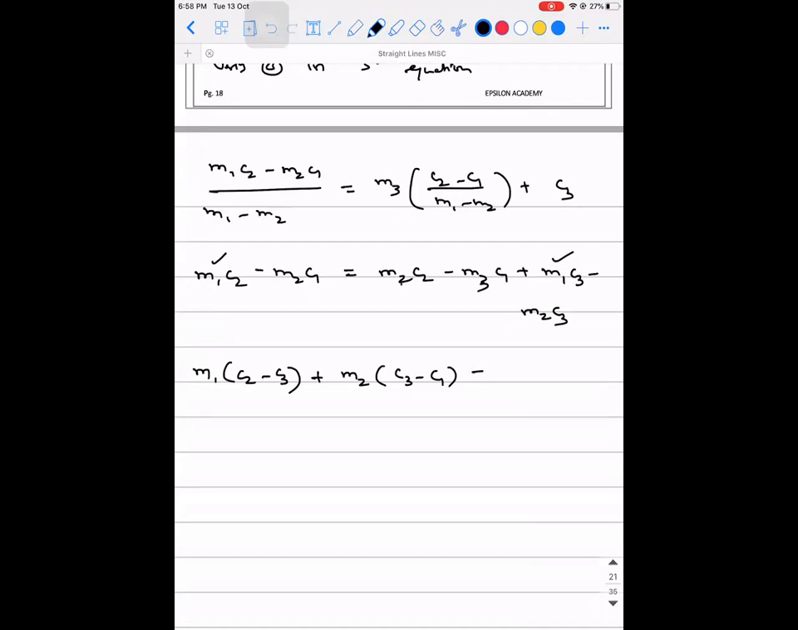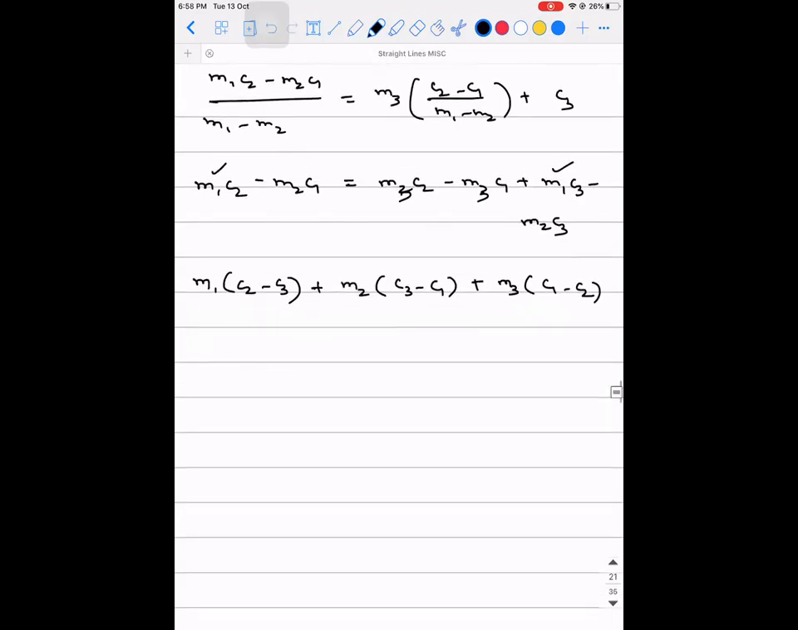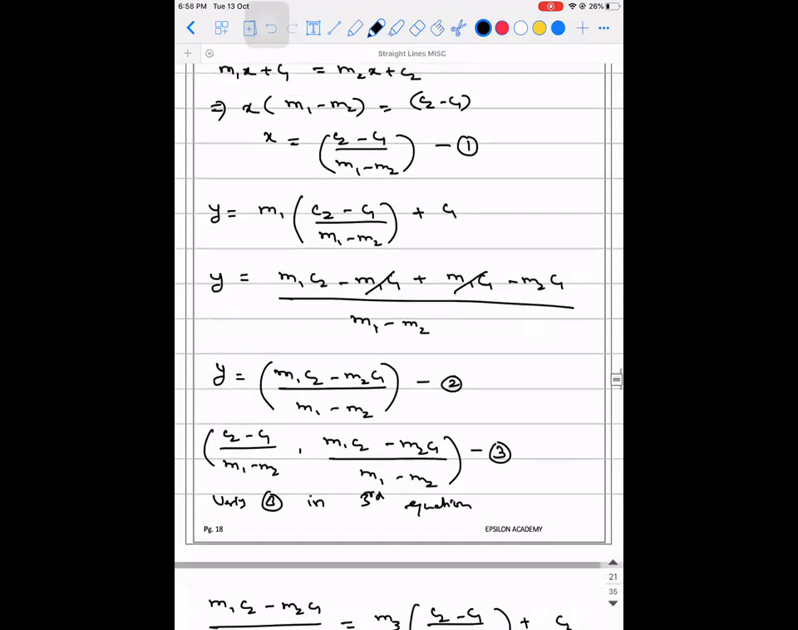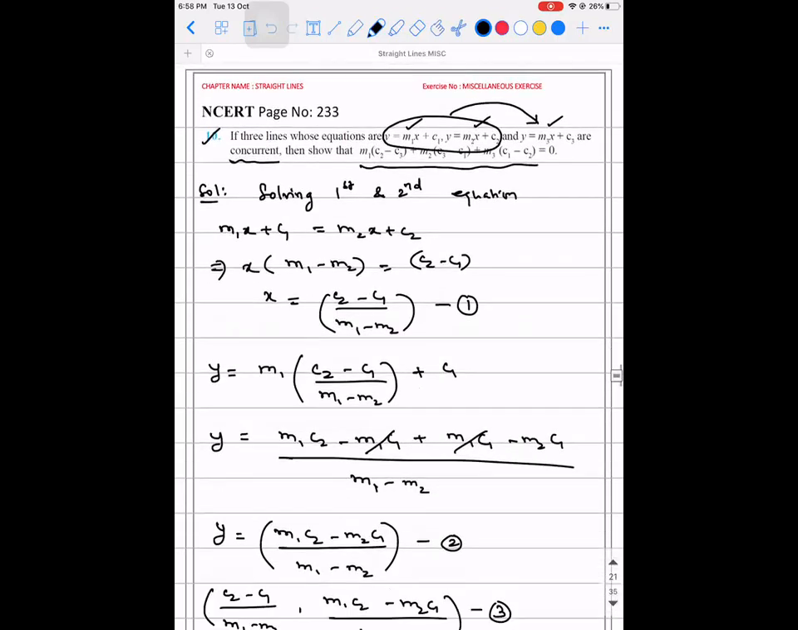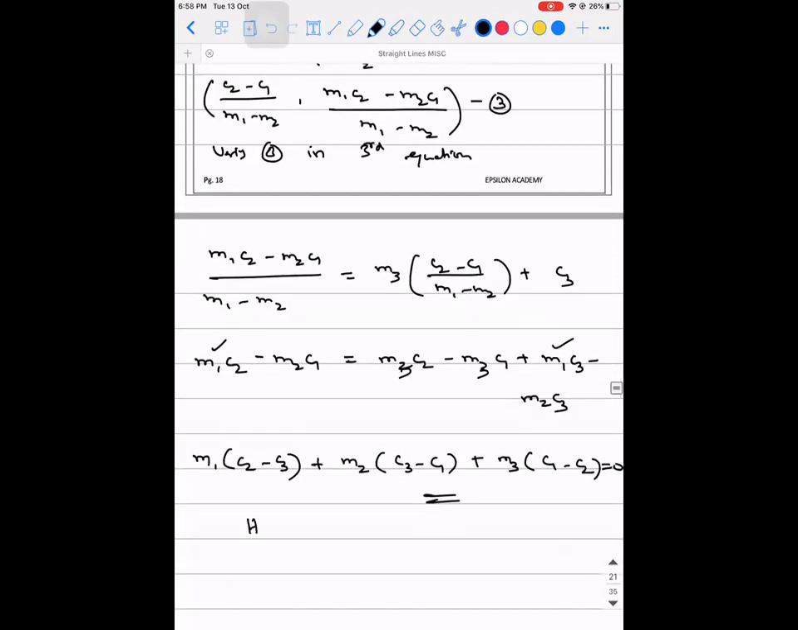How come 3 came? There's m3c2, right? Plus m3 into. This will be equal to 0. I just rearranged it. So m1 into c2 minus c3 plus m2 into c3 minus c1 plus m3 into c1 minus c2. I hope you understood, right? I hope everybody understood.